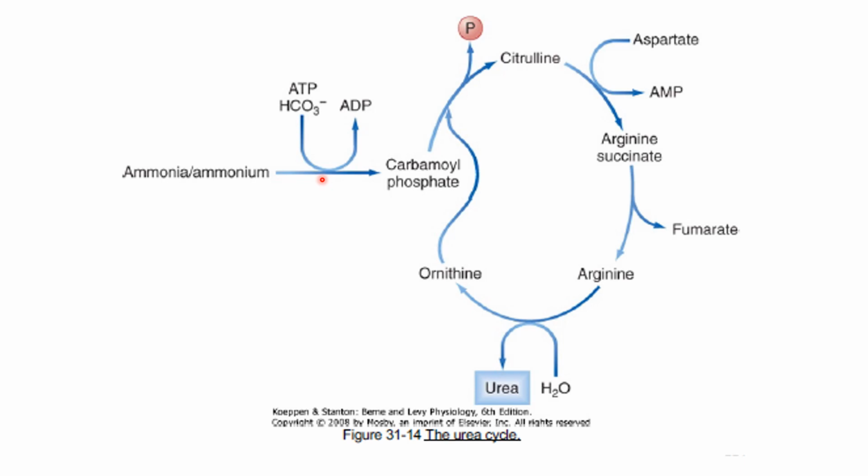And take note, the liver is the only tissue in the body that can convert ammonia to urea. So ammonia is now enzymatically converted to carbamoyl phosphate, and it goes through a series of reactions. And when arginine is hydrolyzed, it produces urea and ornithine, and the cycle goes on. So this is how the liver metabolizes ammonia and prevents its accumulation in the circulation.